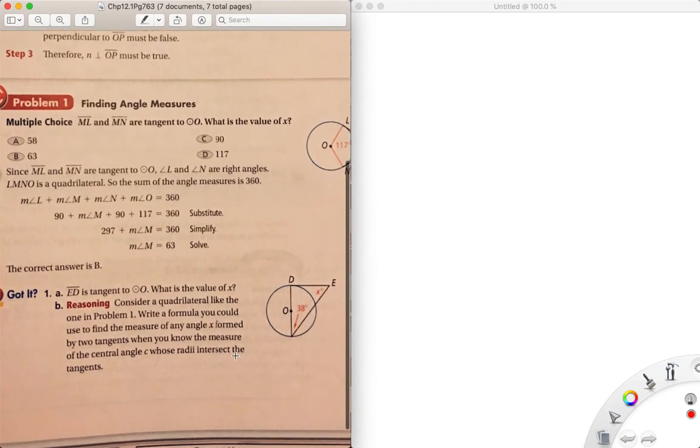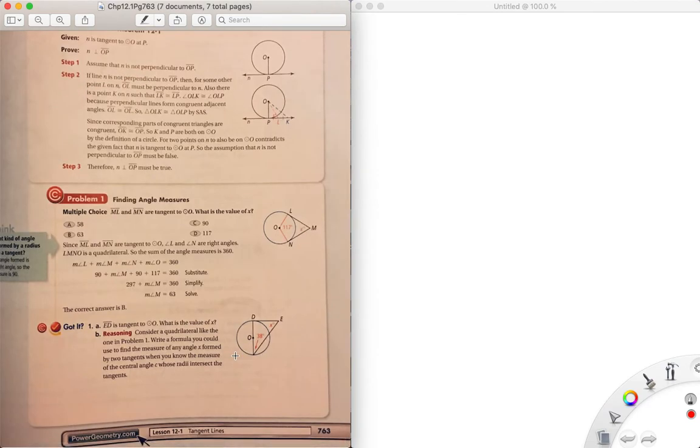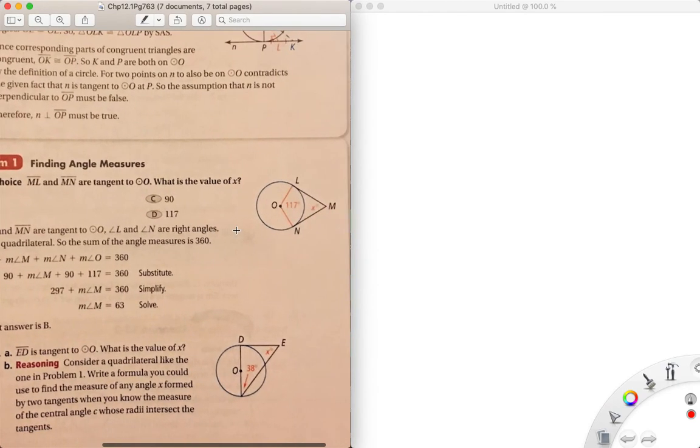Here's a situation. They give us an example right here. We have a kite, and they want to know what angle X is. We're told in the problem that segments LM and NM are tangent to the circle at points L and M. Since they're tangent, this angle is 90, this angle is 90, and this angle is already given as 117.